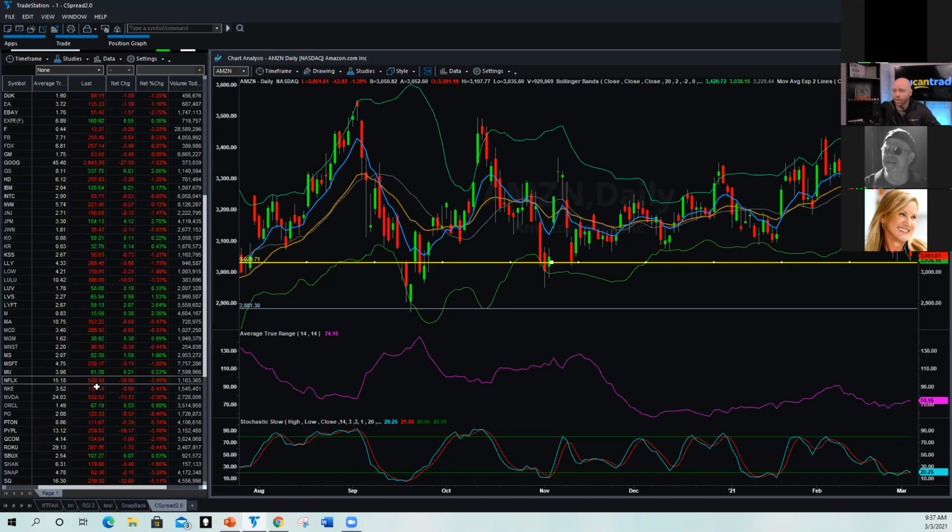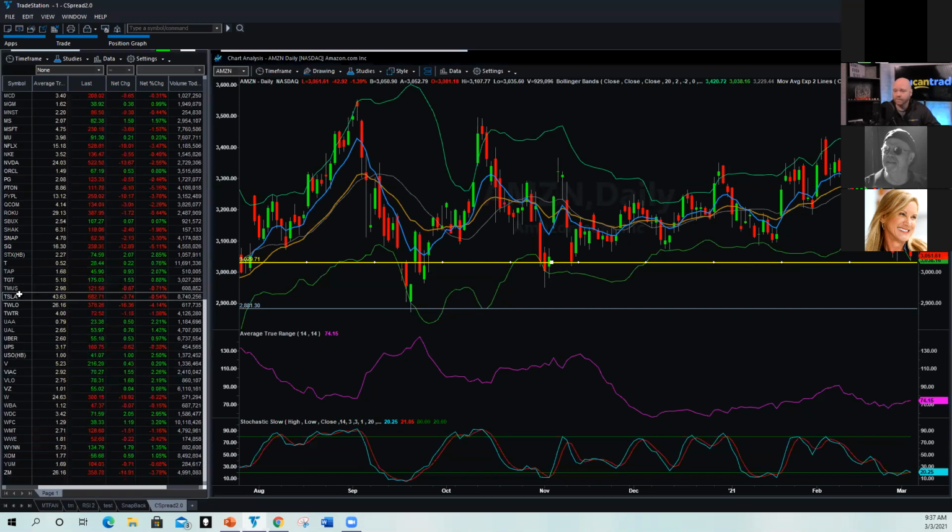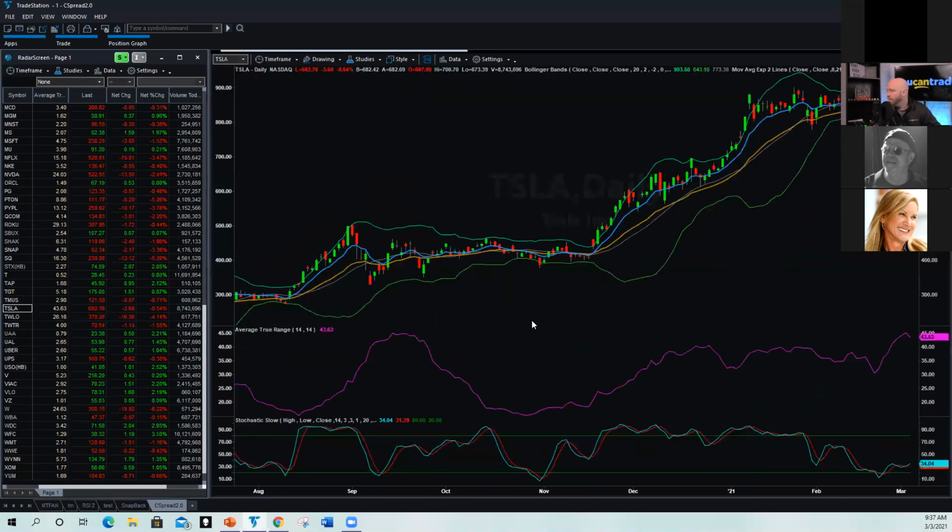Now, a couple more that we're watching pretty closely right now is Tesla. So Tesla has actually breached pretty significantly the bull band here, and now it's starting to tick back up.